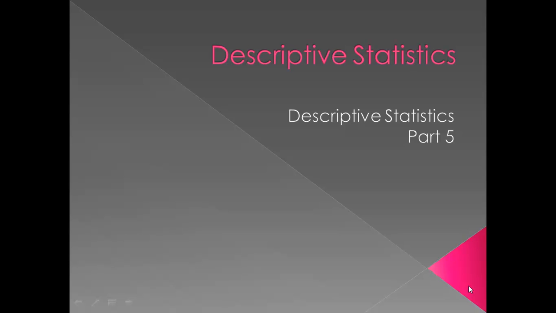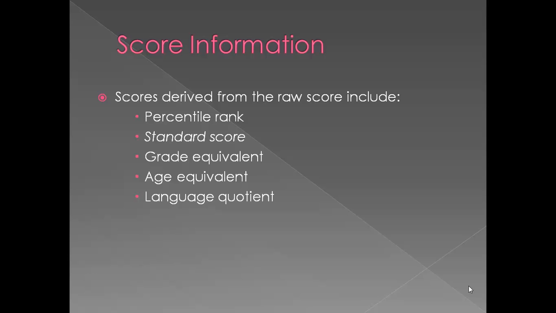Okay, here's one of the most confusing yet important areas of this lecture: the actual descriptive statistics. Scoring information. Scores are derived from raw scores. So you've got your raw scores. Those are the numbers that you write in.